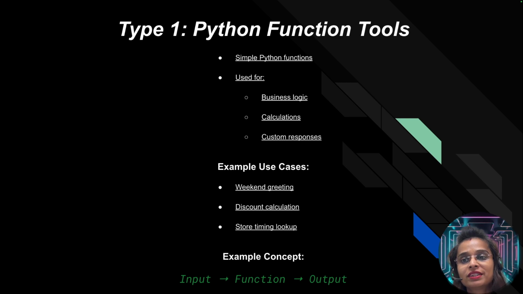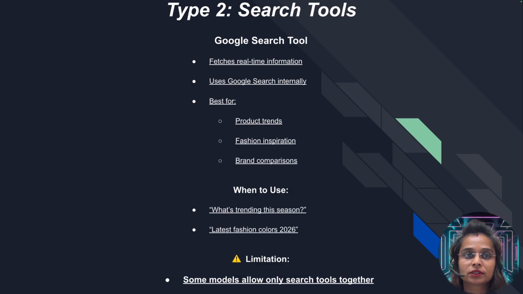Okay, so first one is the Python function tool, as I explained you earlier. It's a simple Python function that we usually write in our main.py files, used for business logic calculations, custom responses. There are various use cases like discount calculations or store limit lookup, weekend readings, and all. So once the input is fed to that function, the output will be taken and responded to the corresponding LLM, and then the user's query will be answered. So that is how it works.